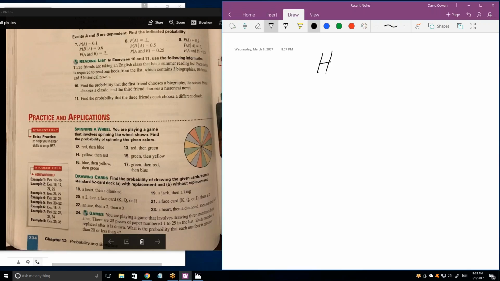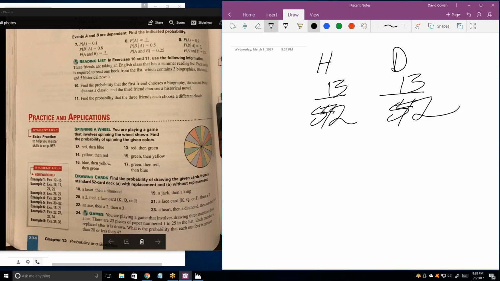So it's 13 hearts? 4 suits. Remember it that way. There are 13 hearts out of 52, but there's 4 suits, so 1 out of 4. Same as 13 out of 52. Diamond, same thing. It is better to write it like this, and I'll explain why in a minute.